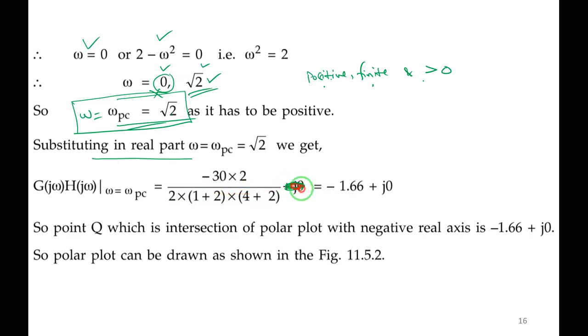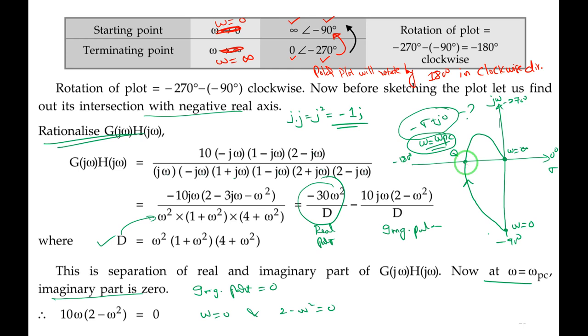See, the imaginary part is not required, only the real part. Substitute this value of omega pc in the real part. At omega equal to omega pc, we will get minus 1.66. This is the coordinate. It is intersecting at minus 1.66.